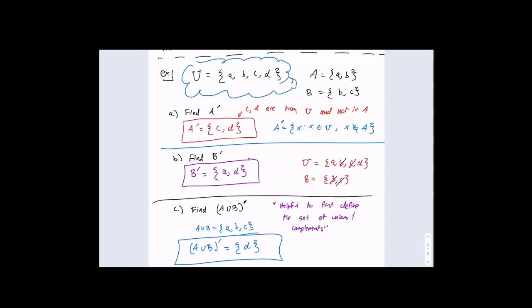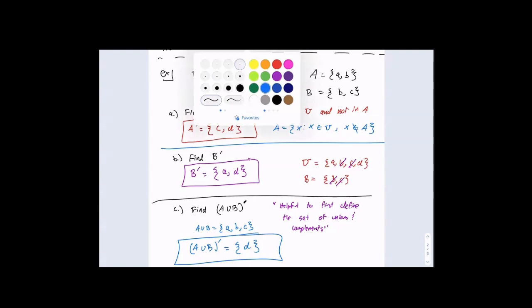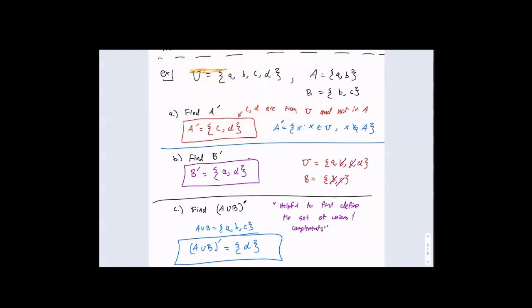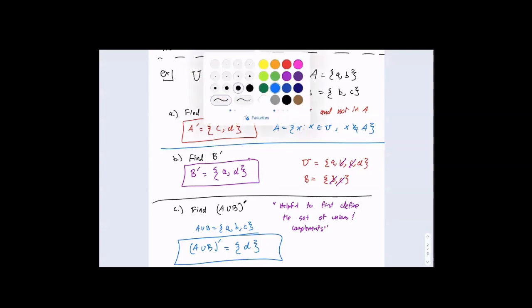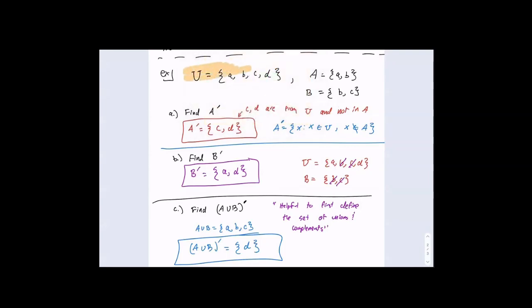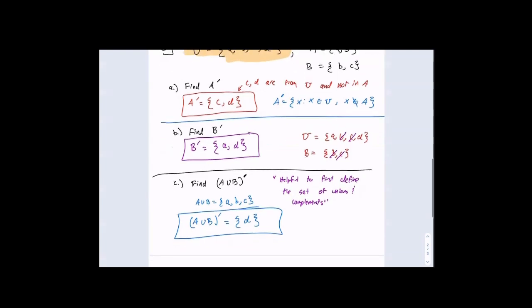It is very important to note that for all of these problems, you always have to refer back to U.